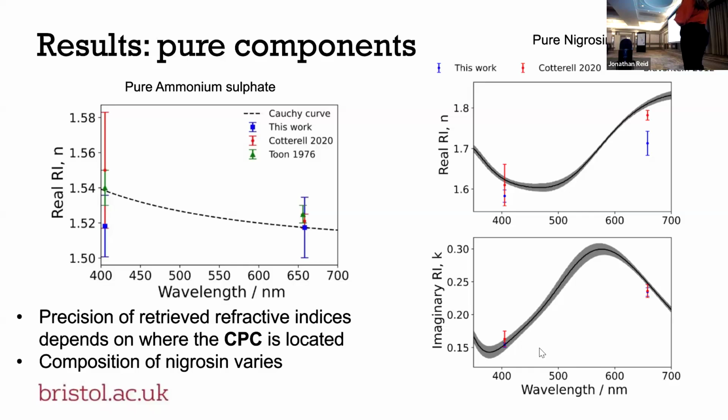And then on the right here, we've got nigrosine, which is our really strongly absorbing compound. At the top is the real refractive index. Again, blue is this work, red is the previous work using the DMA for size selection, and then the black trace is using a slightly different technique to measure absorption, but they've done it over a wide range of wavelengths. And then again, in the bottom plot is the imaginary refractive index K. So we see pretty good agreement with the literature values.